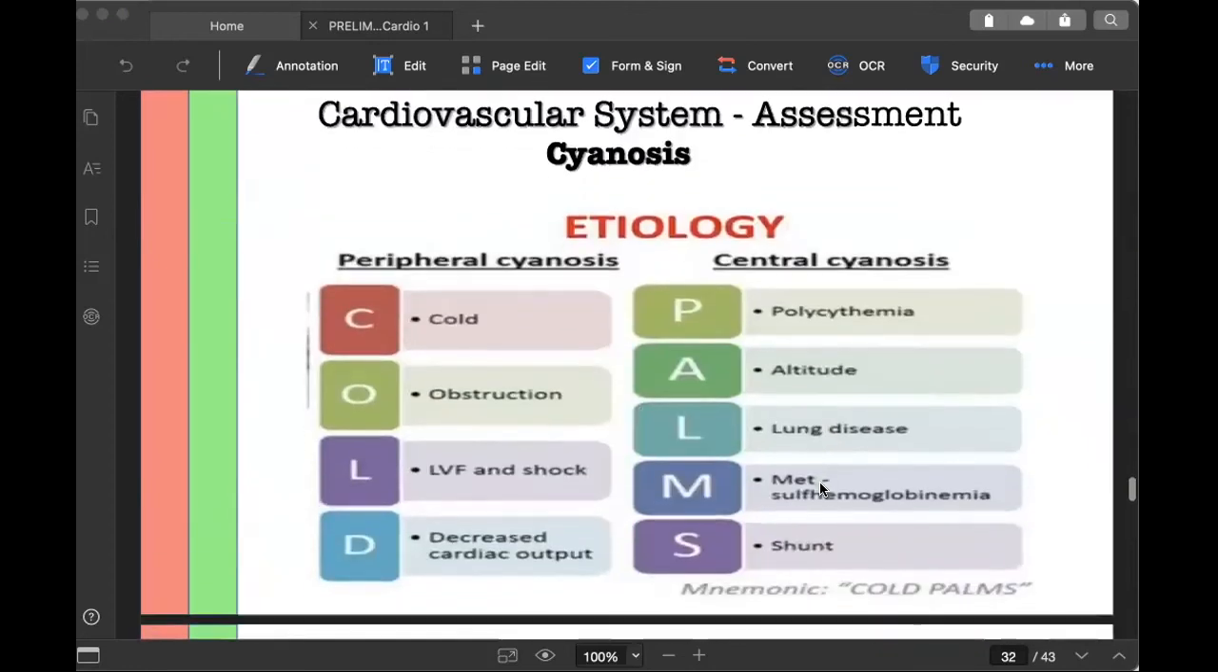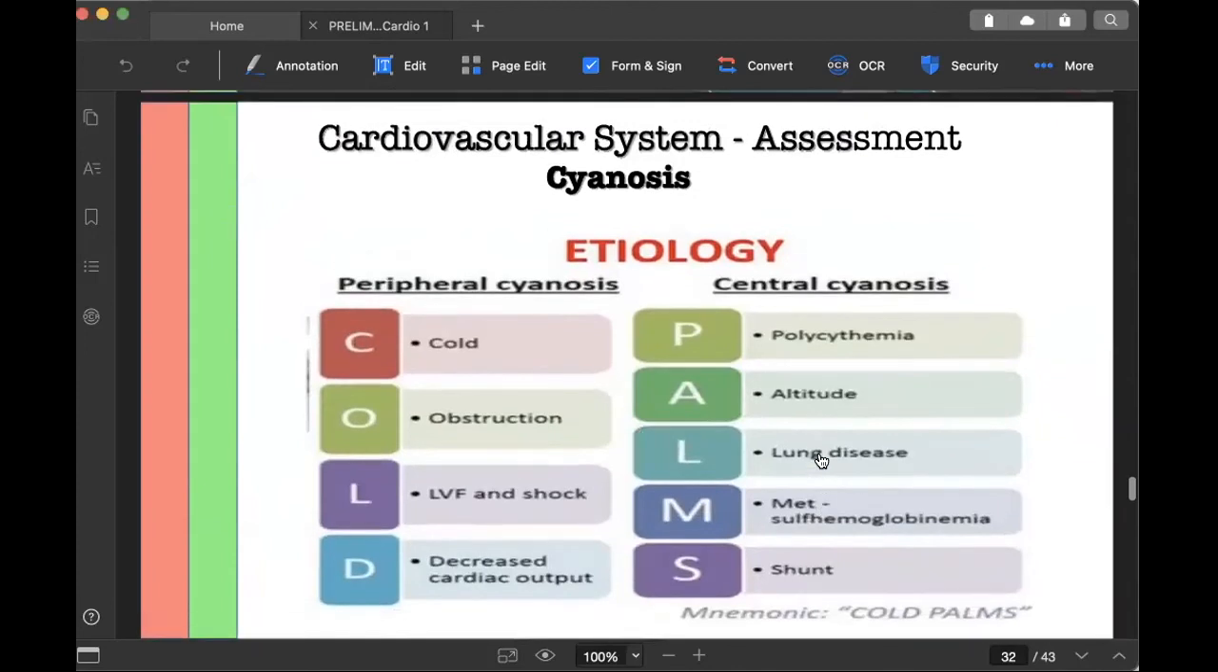Now let's move on here. How about your cyanosis? I think you already know cyanosis, a bluish discoloration of our body because of low or ineffective tissue perfusion. And in terms of etiology of this one, we can use the acronym, or how will I say this one?